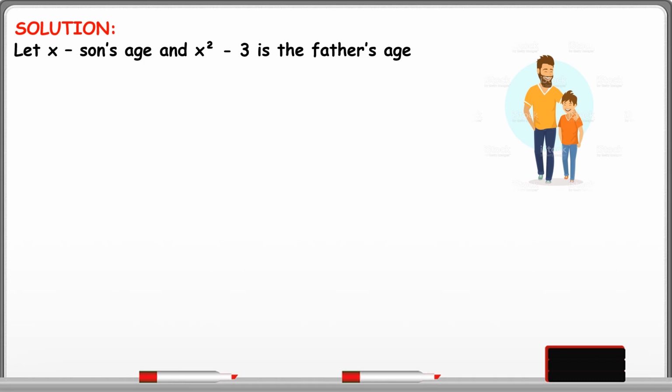Let x be the son's age and x squared minus 3 is the father's age. Why x squared minus 3? Because the problem says 3 less than the square of the son's age. The son's age is x, we square it, and 3 less than that is x squared minus 3.